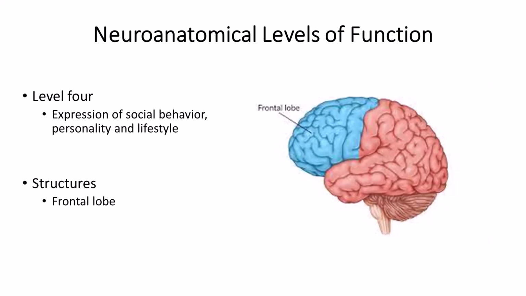The fourth neuroanatomical level of function deals with social expression in behavior, personality, and lifestyle. The brain structure involved in this level of function is the frontal lobe. Examples of patients that can have effects in this level of function would be patients with Alzheimer's, patients who've had a stroke, and again, patients who've sustained a brain injury.